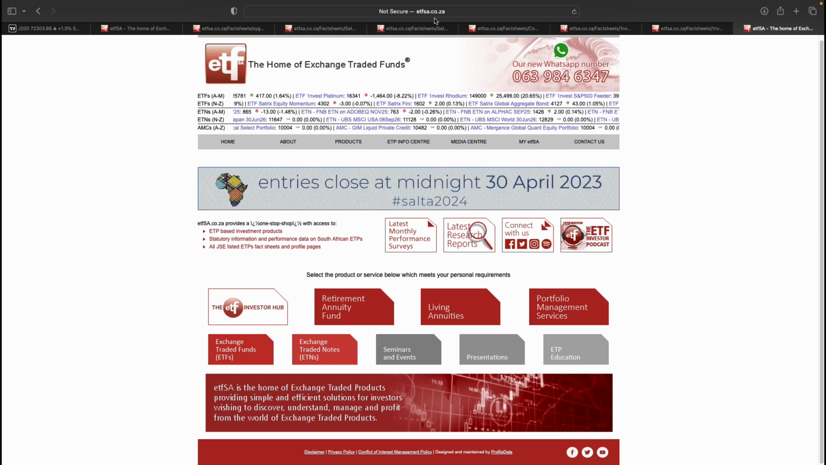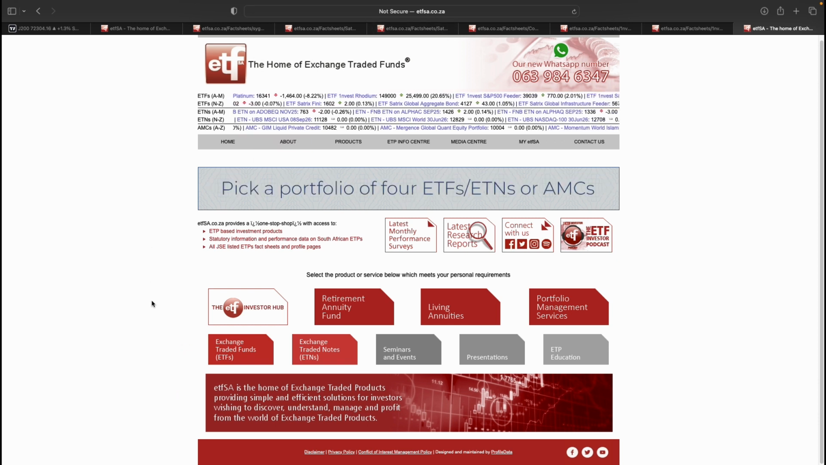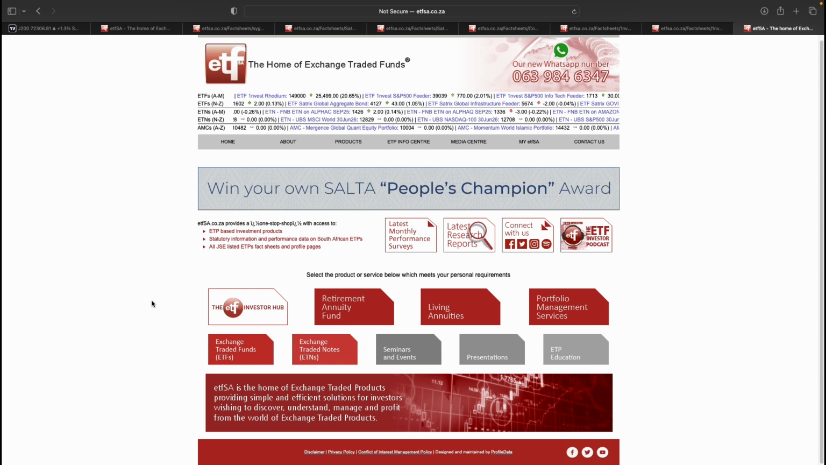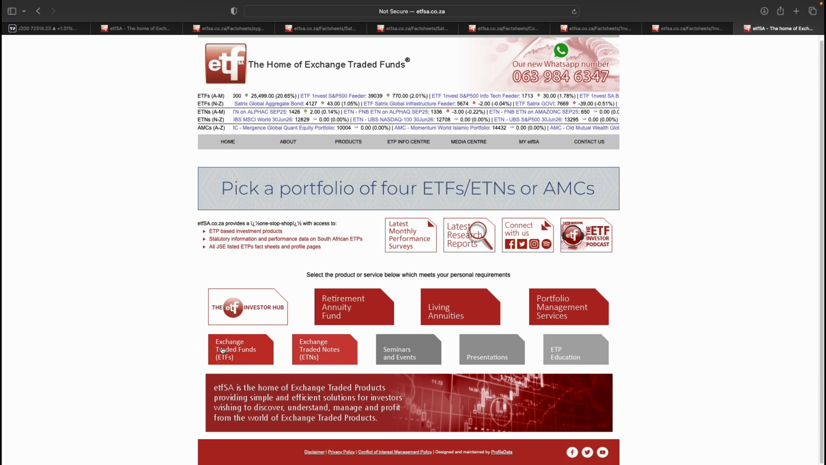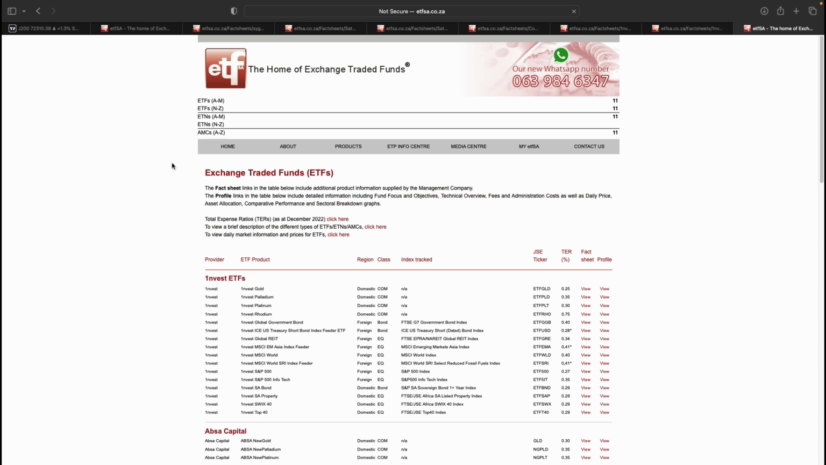So again, the website is etfsa.co.za. It's a free platform for finding information. Then there are some other things depending on the service that you require that you can get there. So now, because we're looking at the ETFs, you can just click on this ETF, then you can scroll through. You can see that there's a lot of information that is available for investors.